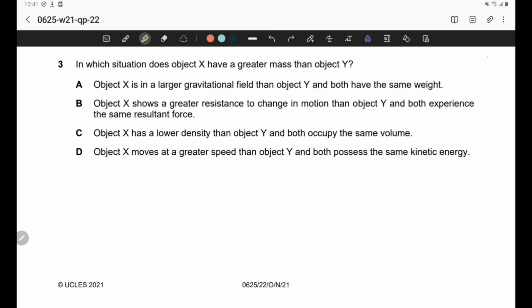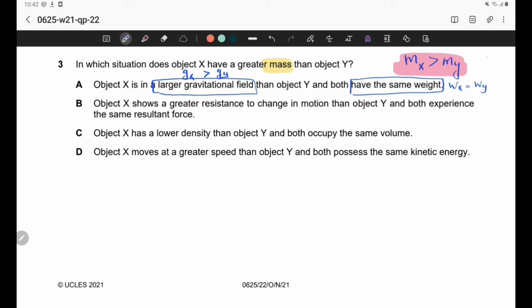Question 3. In which situation does object X have a greater mass than object Y? So we need to identify in which given option the mass of object X is greater than the mass of object Y. Which statement satisfies this condition? Let's look at option A. Object X is in a larger gravitational field than object Y. That means the gravitational field strength of X is greater than that of Y, and both have the same weight. That means the weight of X is equal to the weight of Y.